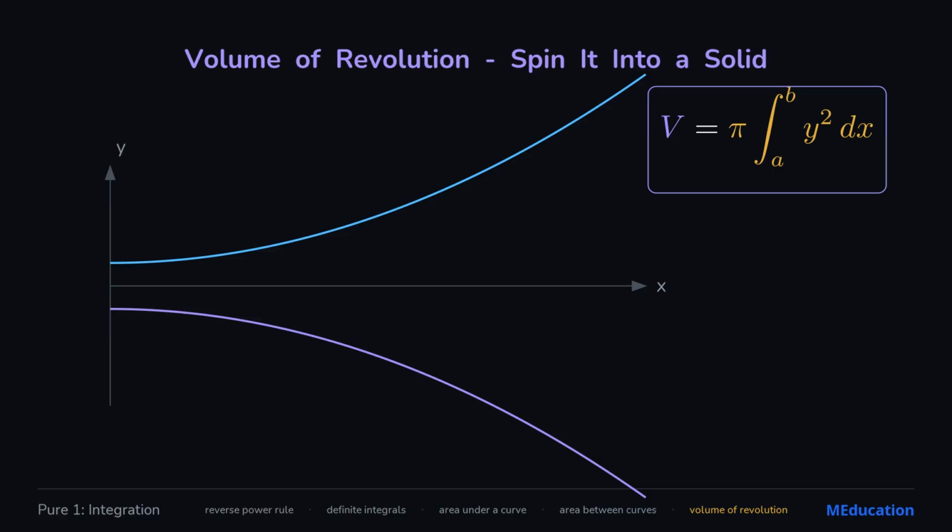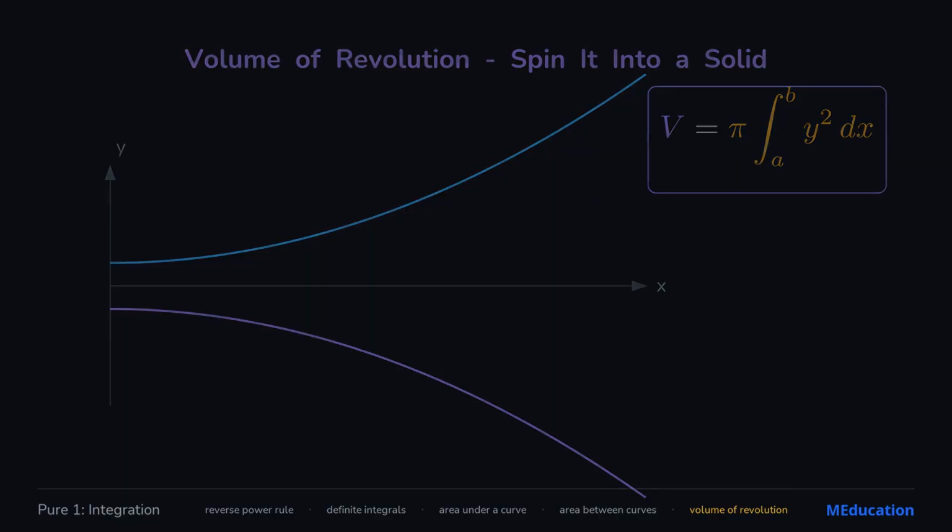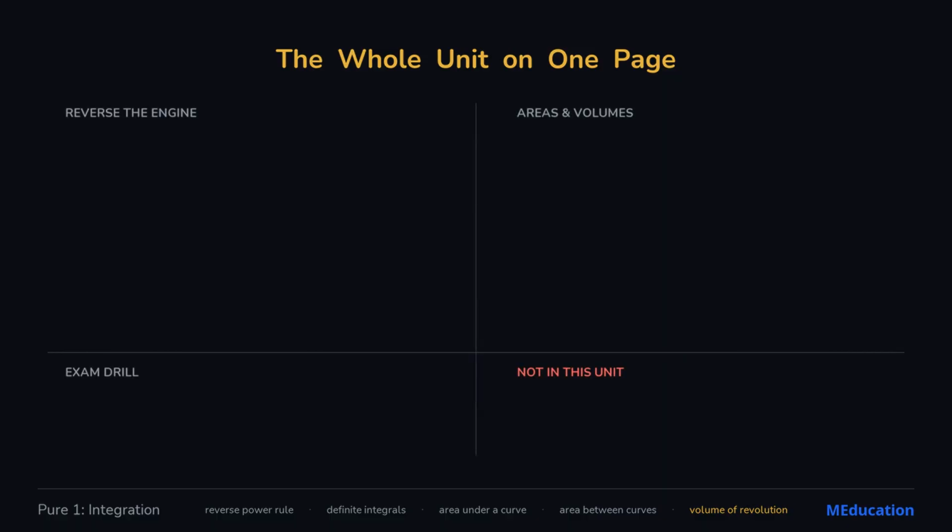So the whole of Pure 1 integration ends where it began, with the same reverse machine, now stacking circles into a solid. Reverse, and you can measure anything. Here is the whole unit as one poster.